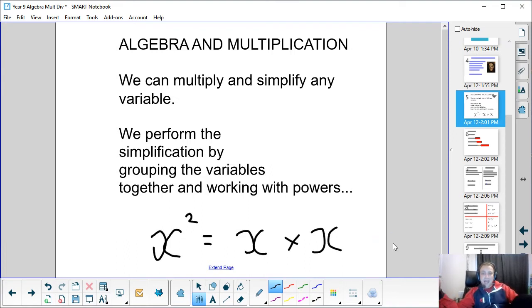When we're multiplying, we're happy because we can multiply and simplify with any letter, any variable we want. We kind of just smush them all together. We perform our simplification. We group the variables together, right? We put them all next to each other, and then we start working with powers. Because powers are all about timesing, right? If you see a power, it means that your variable is multiplying itself, right? So there's already timesing involved. So that means when we're multiplying or dividing, it's going to be the powers that we start working with. We won't be putting numbers out the front necessarily unless they're already there. So let's have a look at a few examples of that.